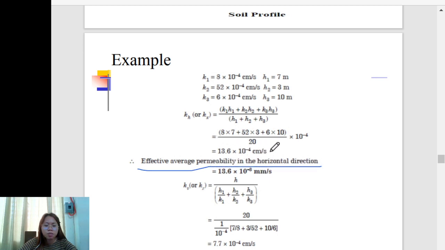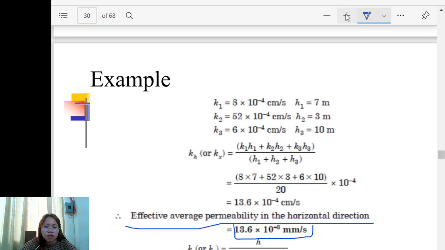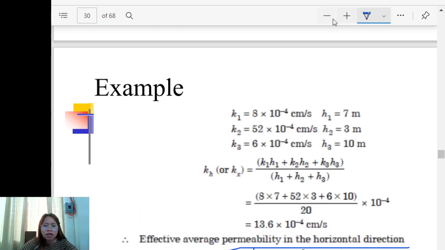In terms of centimeter per second, it is times 10 to the negative 4. But in millimeter per second, this is 13.6 times 10 to the negative, I guess this is 8. Or not 8. I think this is, yes, 8.